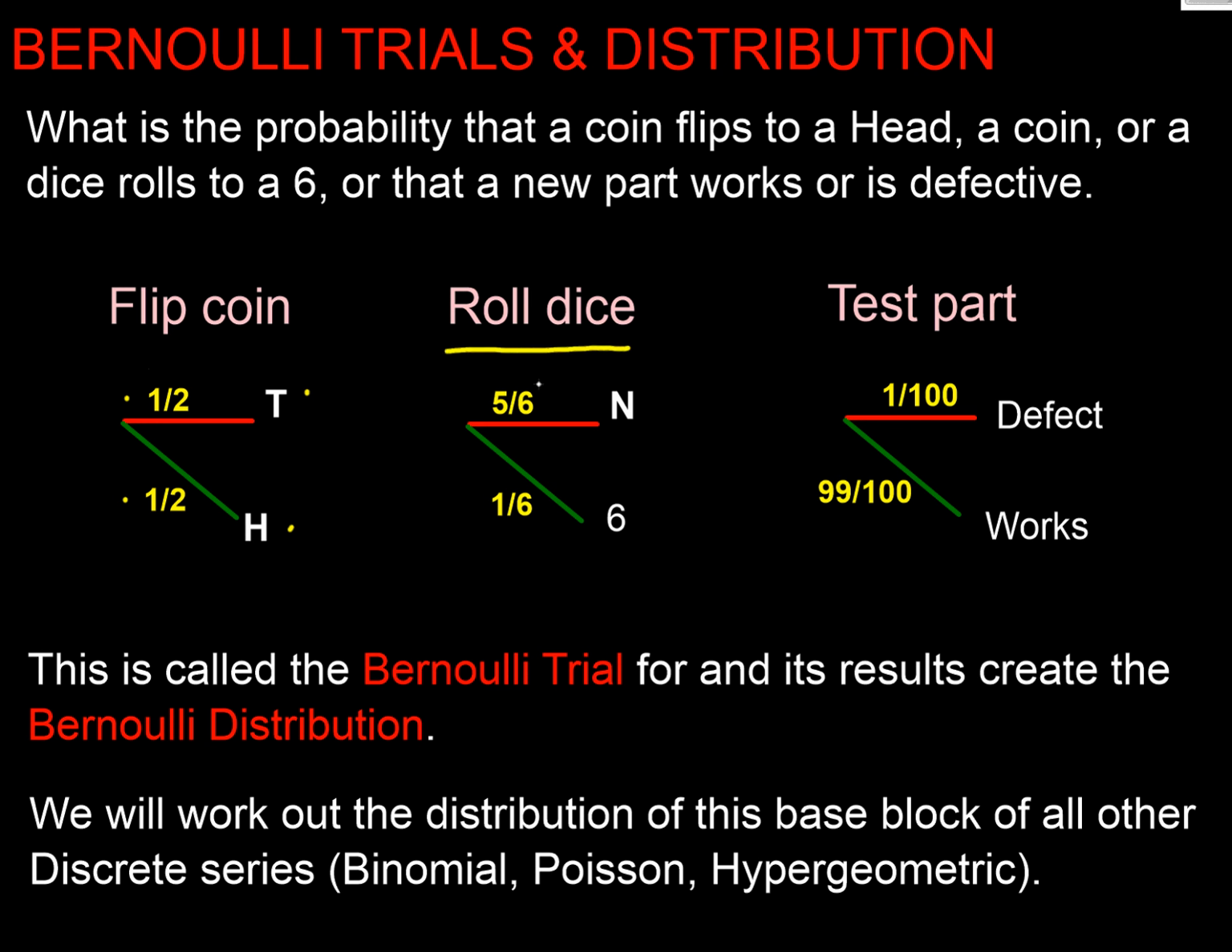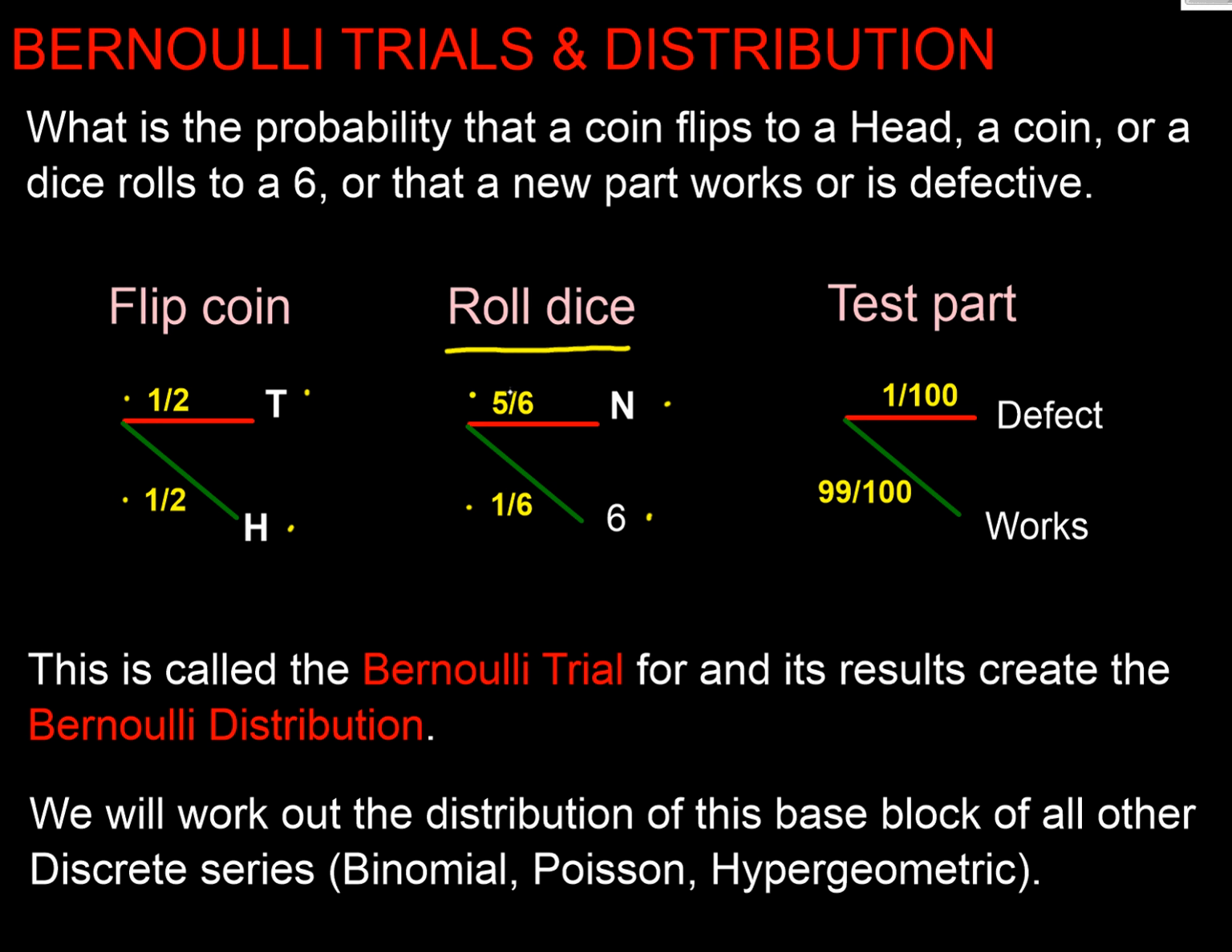Rolling a dice. Well, I could think of it as I get a 6 or I don't get a 6. And if it's a fair dice, I've got a 1 in 6 probability, and I've got 5 in 6 of not being a 6.